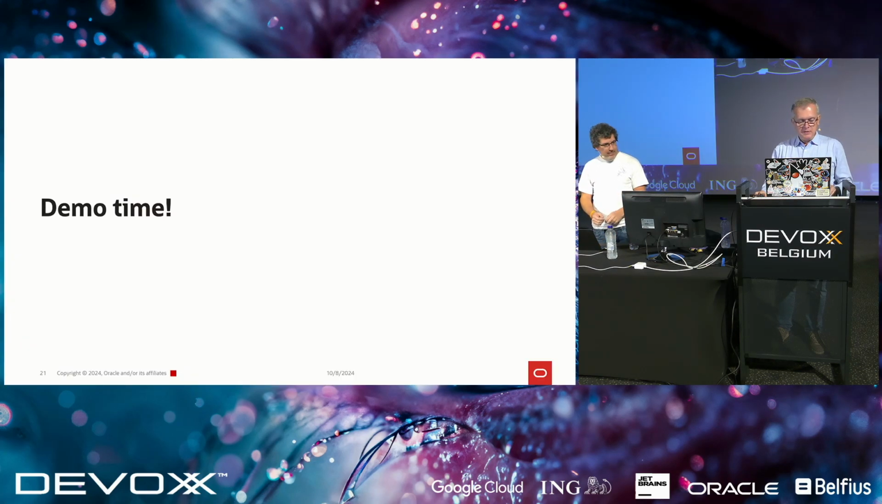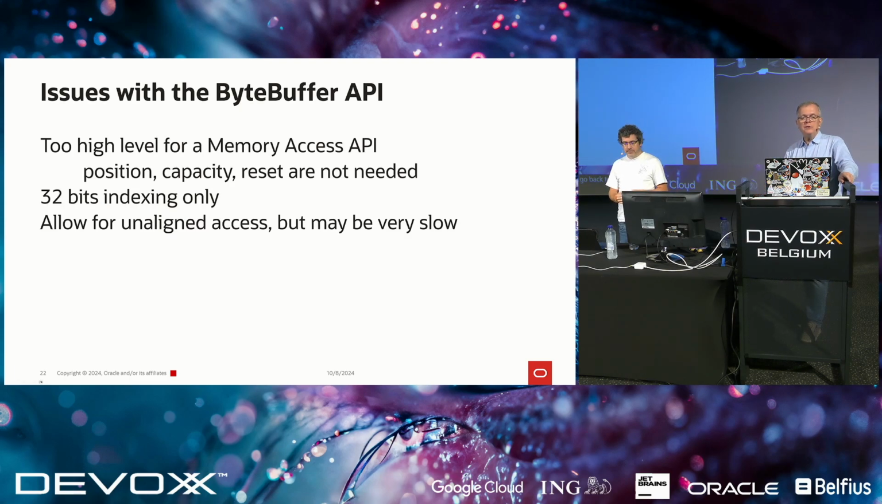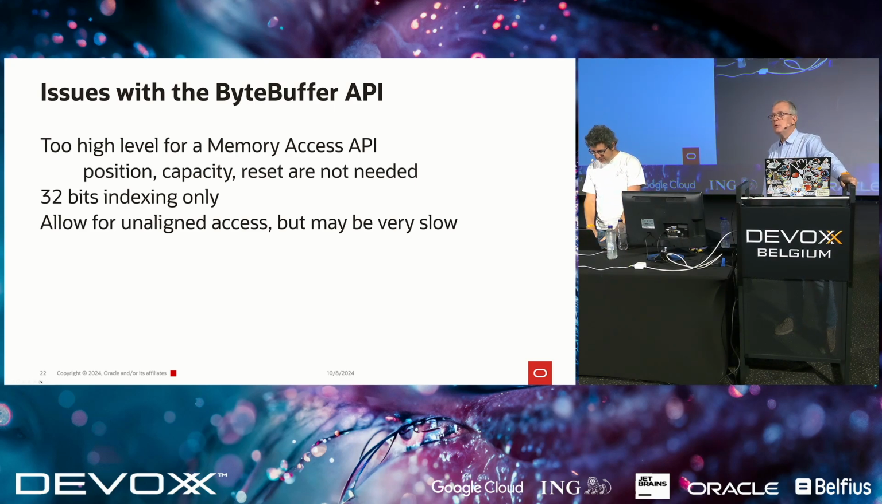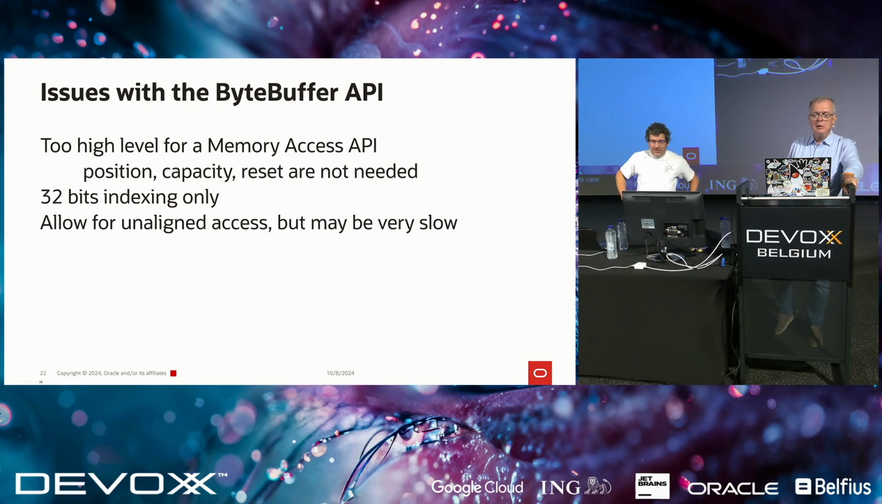So let me go back to the slides. These are the issues with the ByteBuffer API that are fixed with Panama. First, the memory access API: the ByteBuffer API is a little too high level. You have all these indexes that are not easy to handle. It is only for 32-bit indexing, and if in the early 2000s it was not an issue because most operating systems were 32 bits, now it's not the case anymore. Everybody's working on 64 bits, so that's really a limitation.